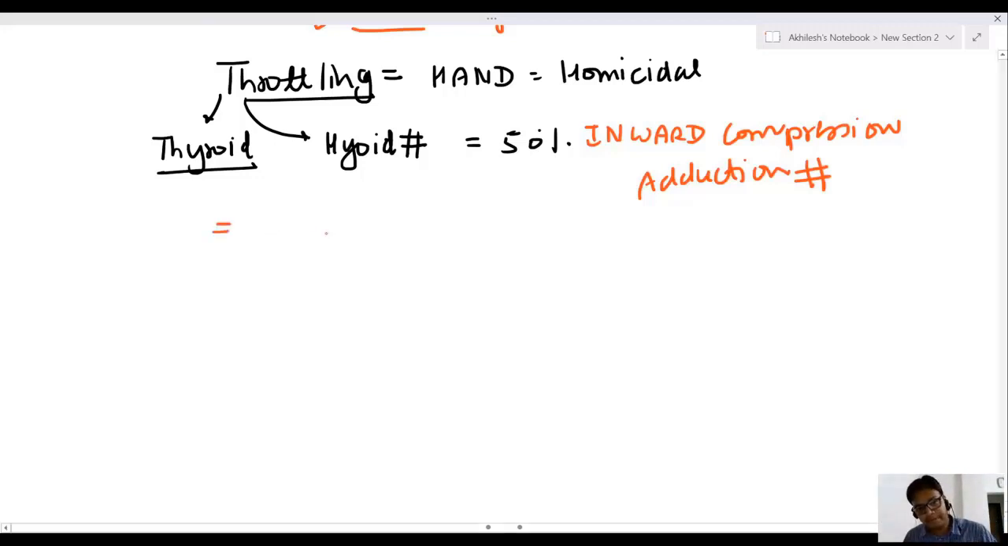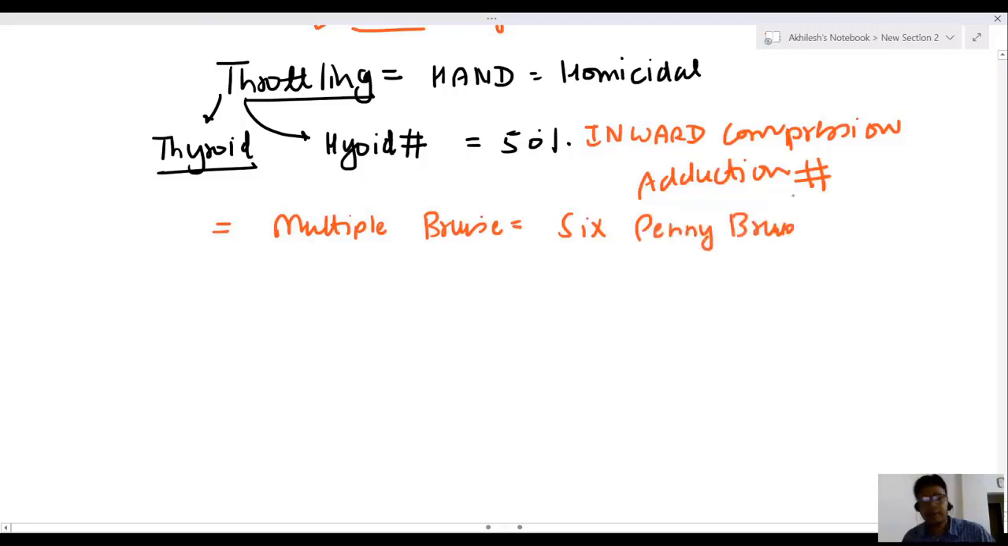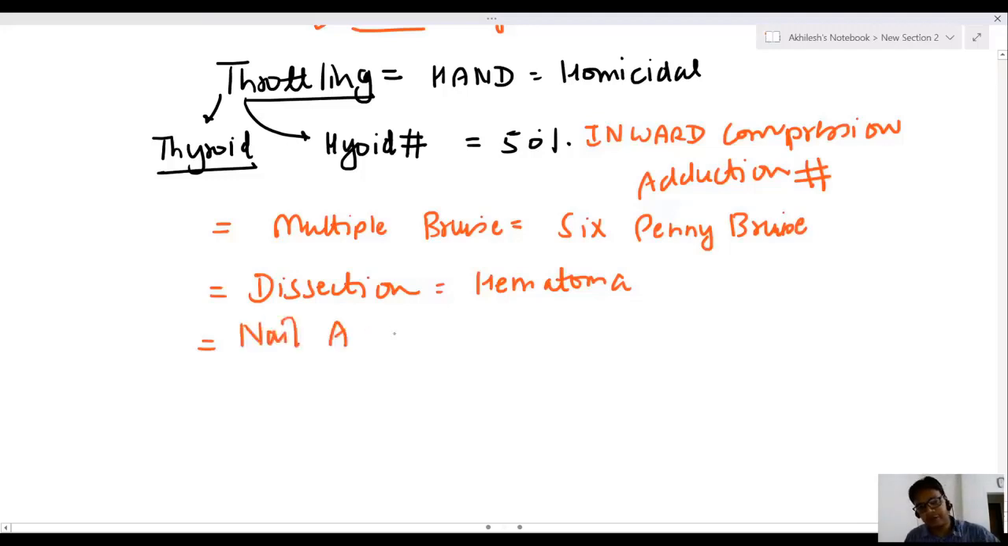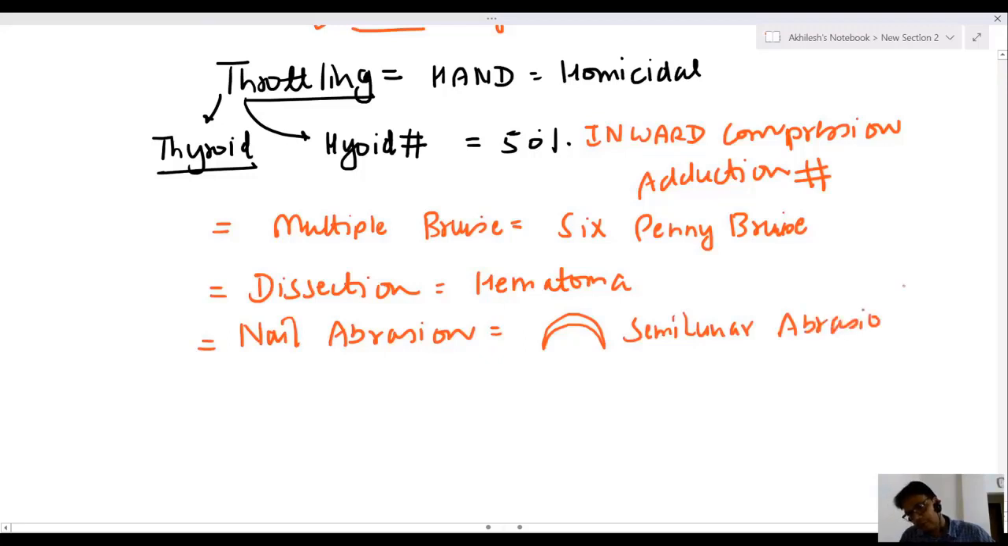Sir, multiple bruises on the neck, which are six penny bruises, coin-shaped bruises, can be present. After dissection of the bruise, you will find hematoma. Yes, the bruise has hematoma. And nail abrasion: if the person compressing the neck has long nails, there will be semilunar or crescentic abrasions. I will show you the picture of all three.